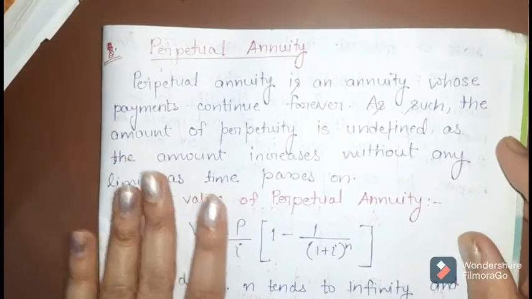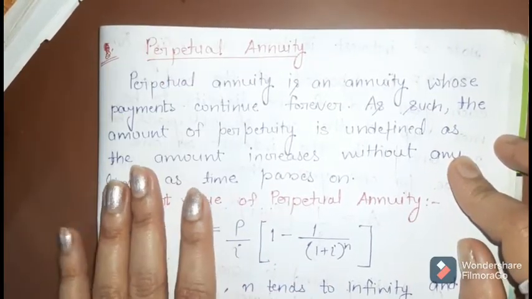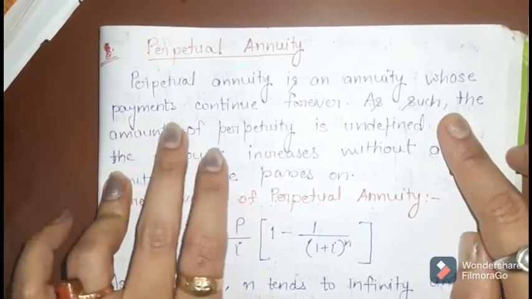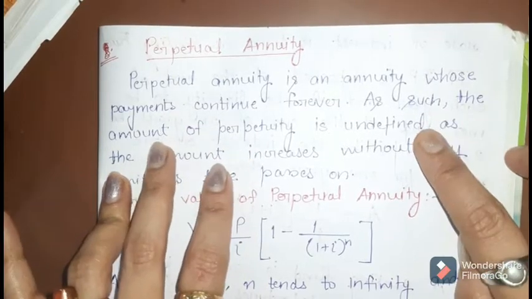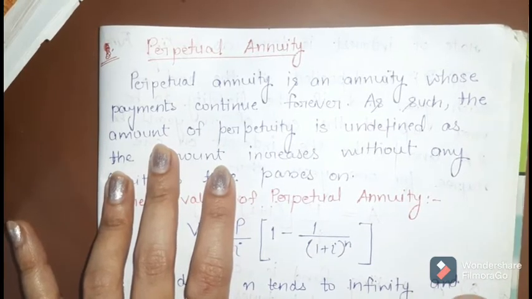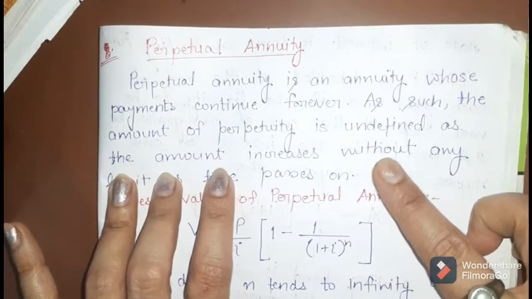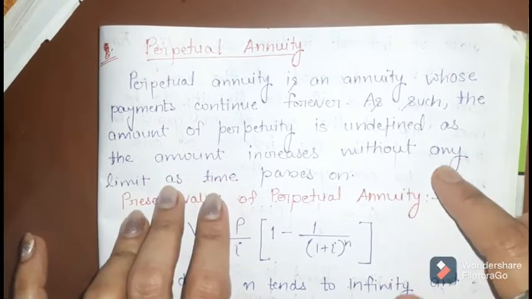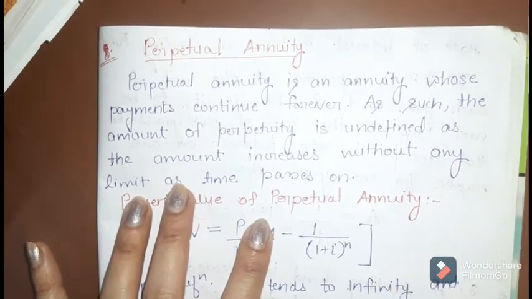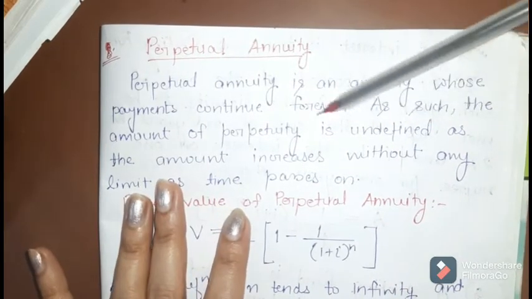Next we have perpetual annuity. We studied in the very first class of the annuity what is perpetual annuity. Perpetual annuity is an annuity whose payments continue forever, meaning there is no ending period for perpetual annuity. As such, the amount of perpetuity is undefined as the amount increases without any limit as time passes on. So in perpetual annuity the amount is undefined.